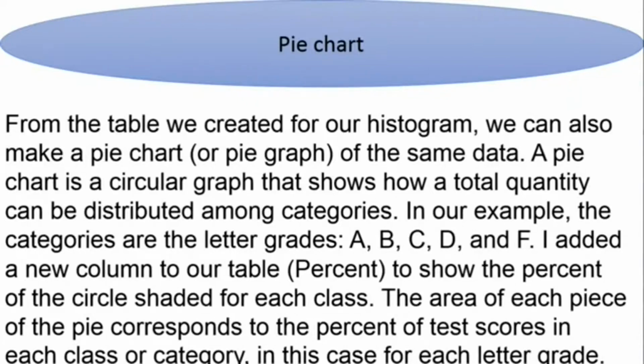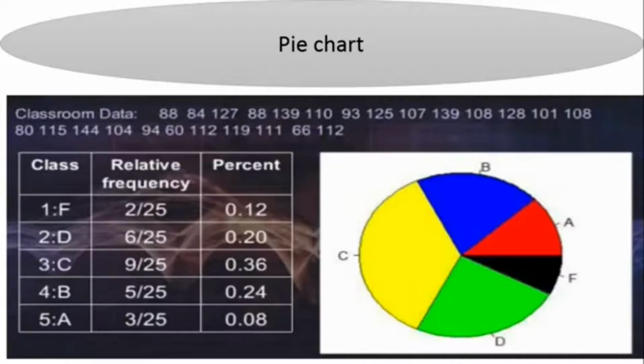So from the table we created for our histogram, we can also make a pie chart or pie graph of the same sample. The pie chart is a circular graph that shows how a total quantity can be distributed among categories. So in our example, the categories are the letter grades A, B, C, D, and F. We added a new column to our table to show the percent of the circle shared by each class. The area of each piece of the pie corresponds to the percent of test scores in each class or category, and in this case for each letter grade. So you can see the representation of a pie chart.